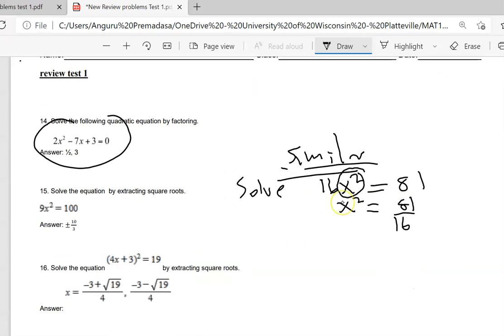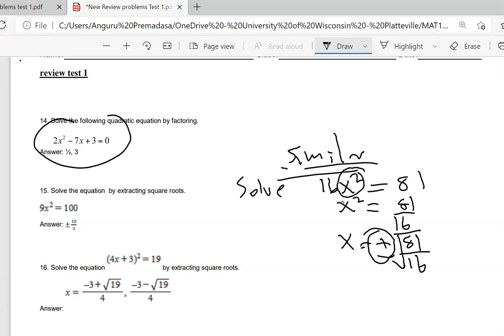So you solve for x squared, and now x is equal to plus or minus the square root. Remember to put the plus or minus. It's super important. You will lose a lot of credit if you don't put the plus or minus here. It's a very common mistake. Square root of 81 over 16: the square root of 81 is 9, and the square root of 16 is 4. So plus or minus 9 over 4 would be the answer for a similar problem like that.